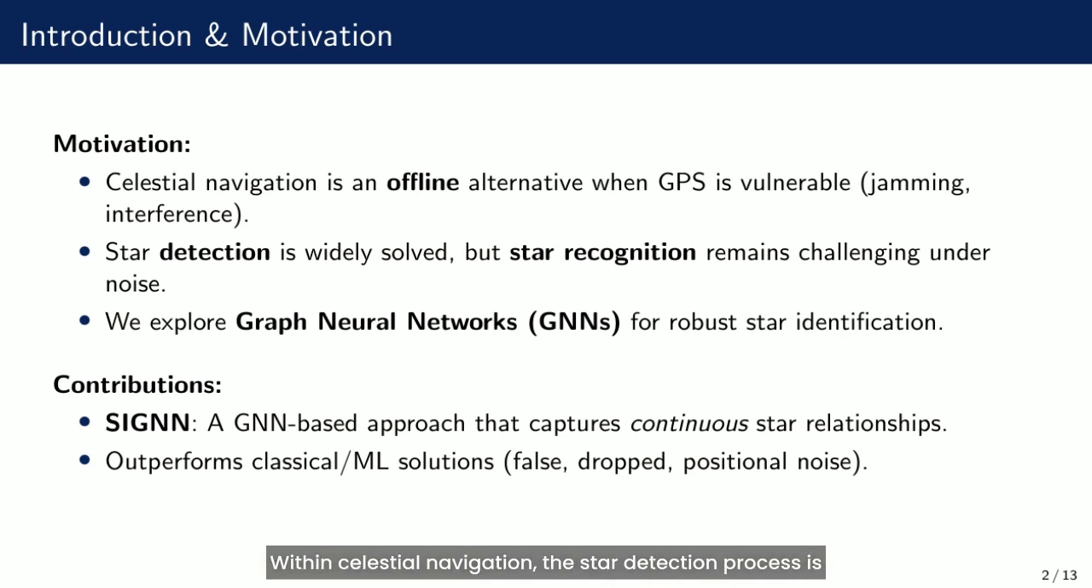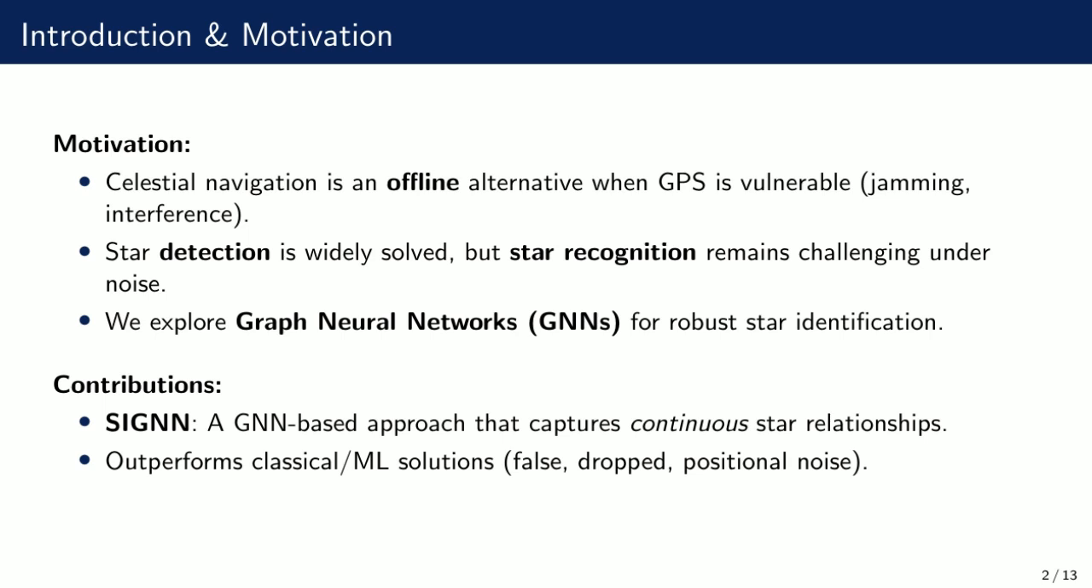Within celestial navigation, the star detection process is largely solved, but the star identification step, which is crucial to CelNav, has seen continual research and development over the years. Our paper presents a novel star recognition approach by using graph neural networks.